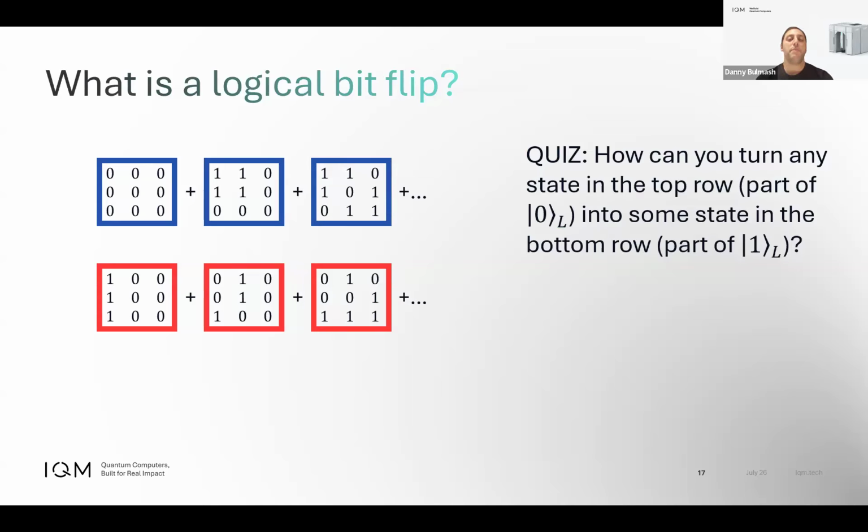We want to imagine doing a bit flip. So we need to turn the logical 0 state into the logical 1 state and vice versa. Otherwise, we can't manipulate our logical bit. So remember in the repetition code, we were able to do this by flipping all the qubits. So in this case, I'll let everyone think for a second. How can we turn, let's say, one of the states in the top row into a state in the bottom row?